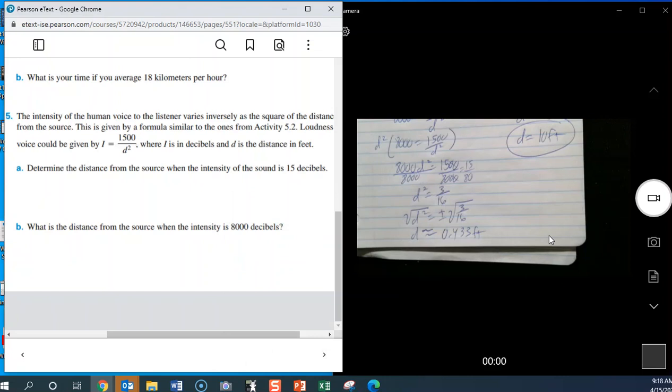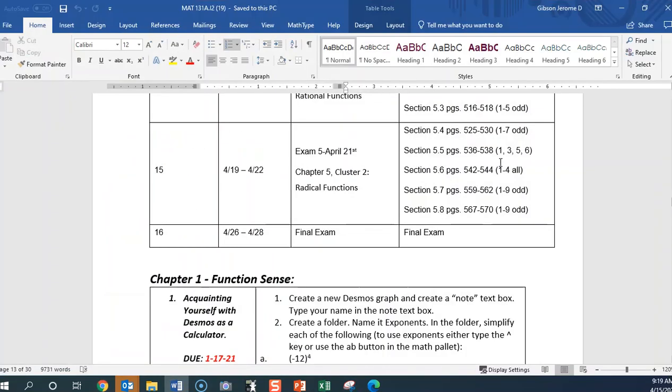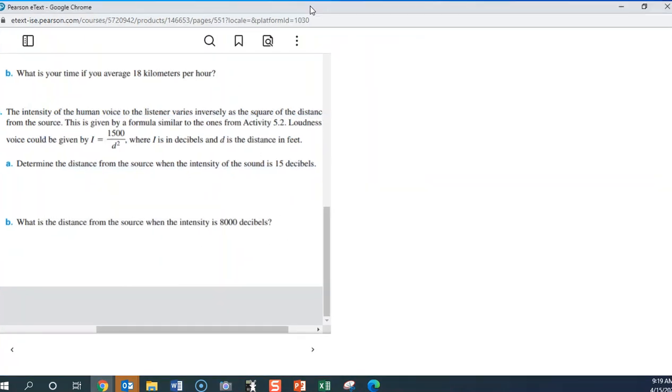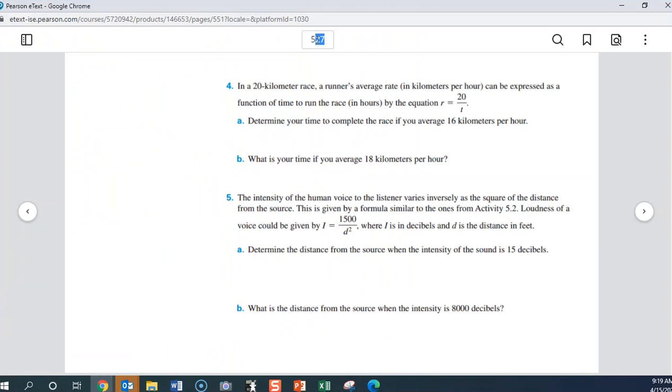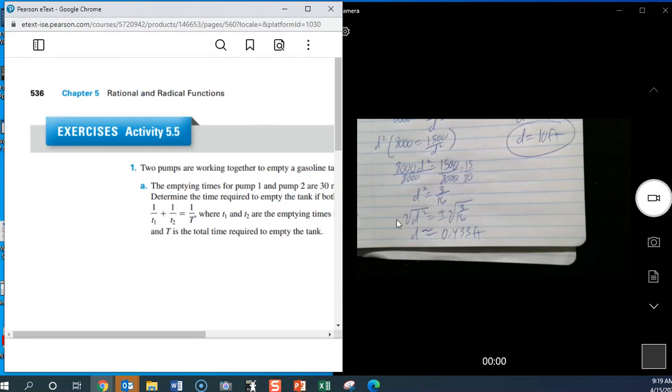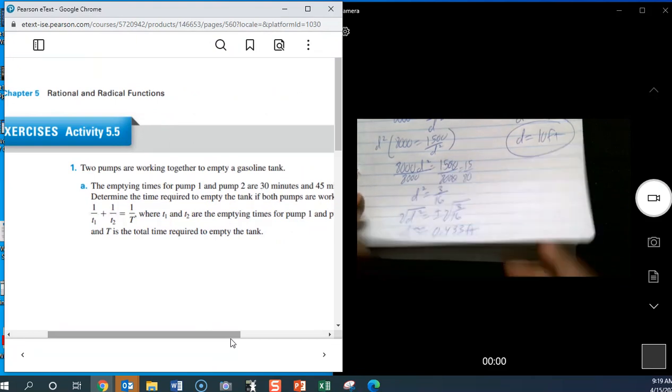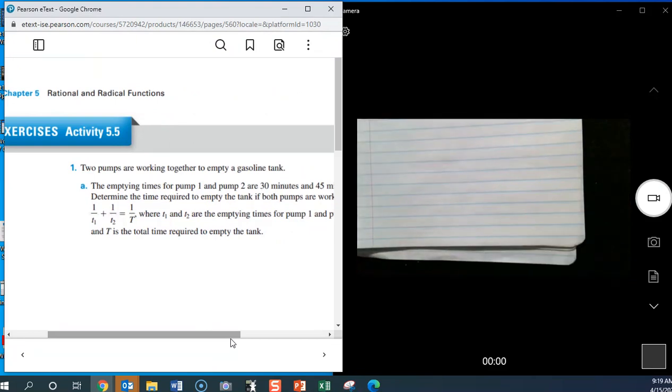So now, we just finished section 5.4. Now we're going to go to section 5.5. Section 5.5 starts on page 536. So now, let me turn this up a little bit here. So we move on to page 536, and the problems that we're going to cover in 5.5 are 1 and 3. All right.